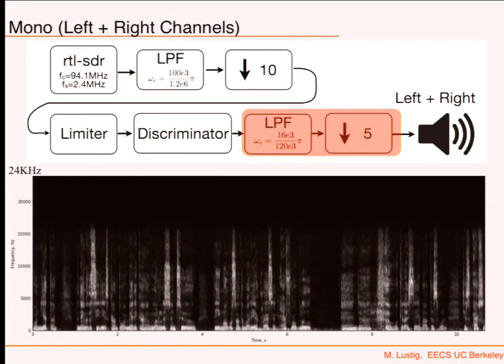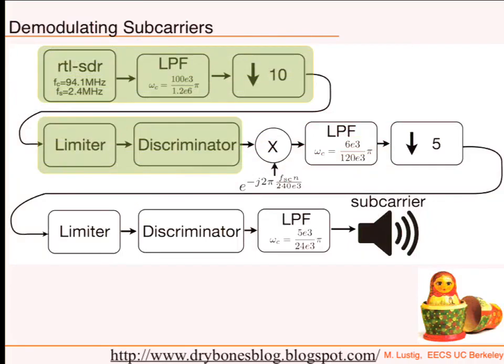Okay, so now the next step will be to demodulate the subcarriers. Okay, so that's the next step. To demodulate the subcarriers, we already did this part. We got to the discriminator, and then we ended up with a spectrum. We want to then decimate the subcarriers.